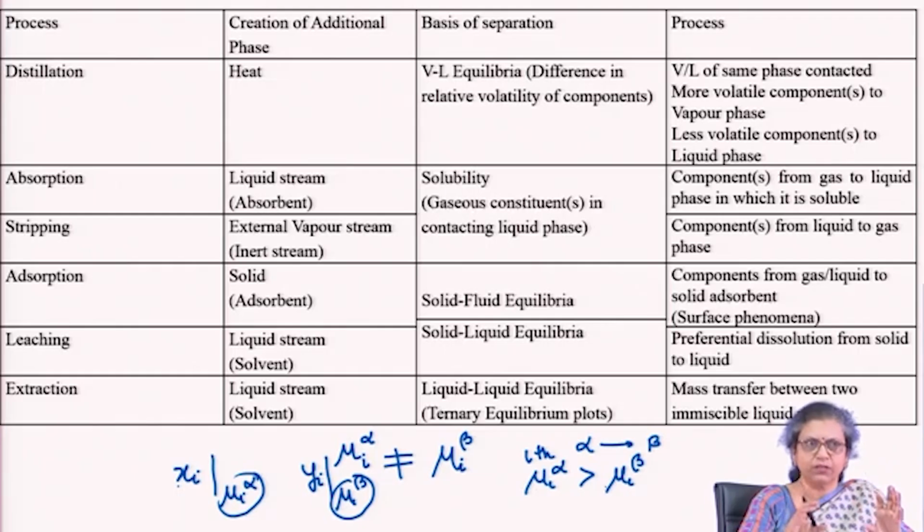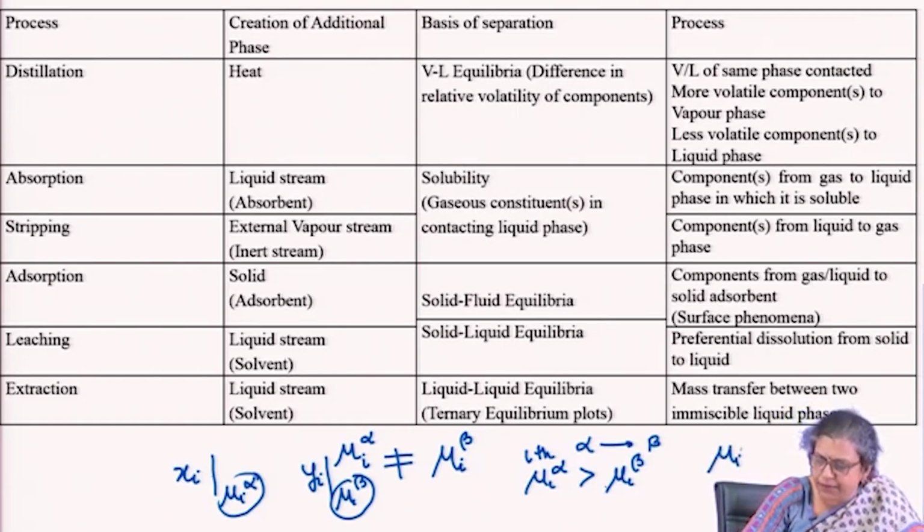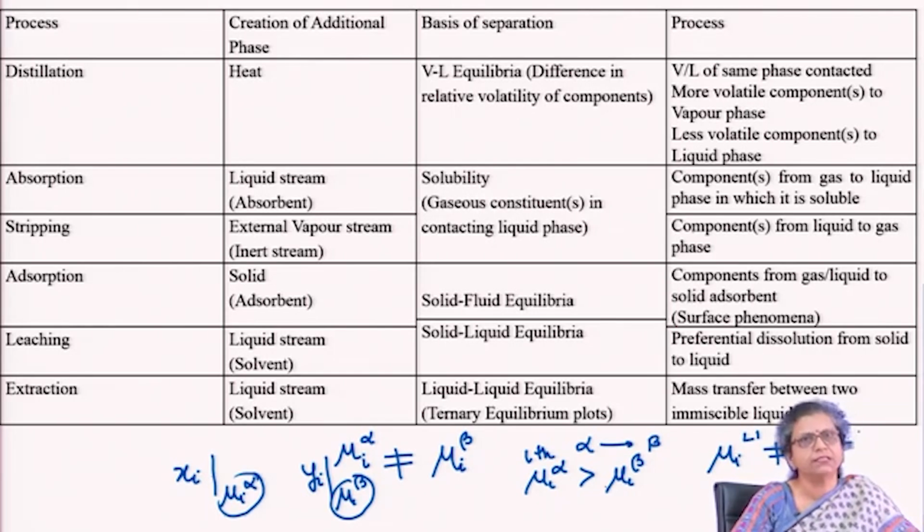That means, the two liquid phases may have some miscibility and they usually have some miscibility with one another, but they definitely form two distinct immiscible phases, and there is one component or more than one component which diffuses from one liquid phase to the other liquid phase, just because the mu of that component I in liquid 1, say, is not equal to mu of that component in the second liquid phase.